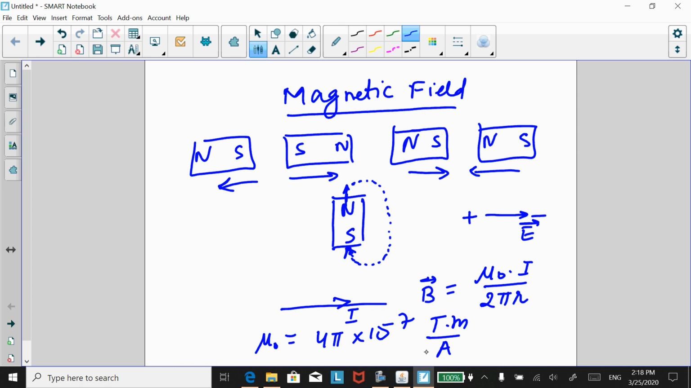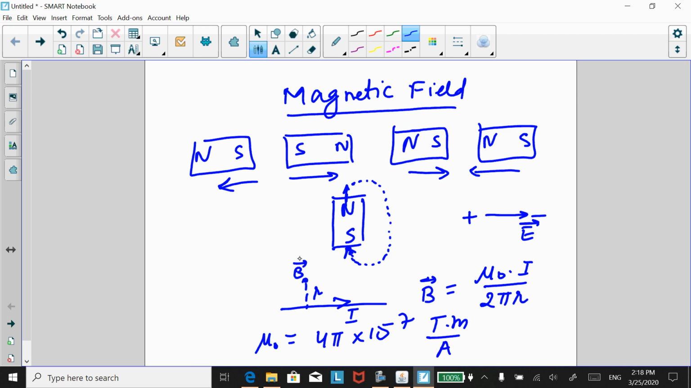Okay. And it's a constant here. And I is the current in the wire, and r is the distance from the wire where we are looking for the magnetic field. For example, if you're looking for the magnetic field here, that distance r is the distance from the wire, and we'll find the magnetic field here.